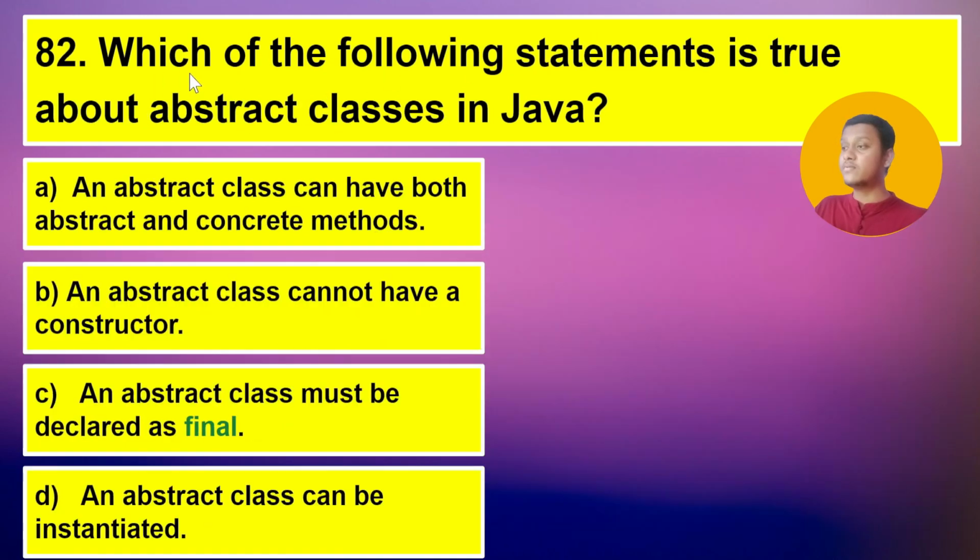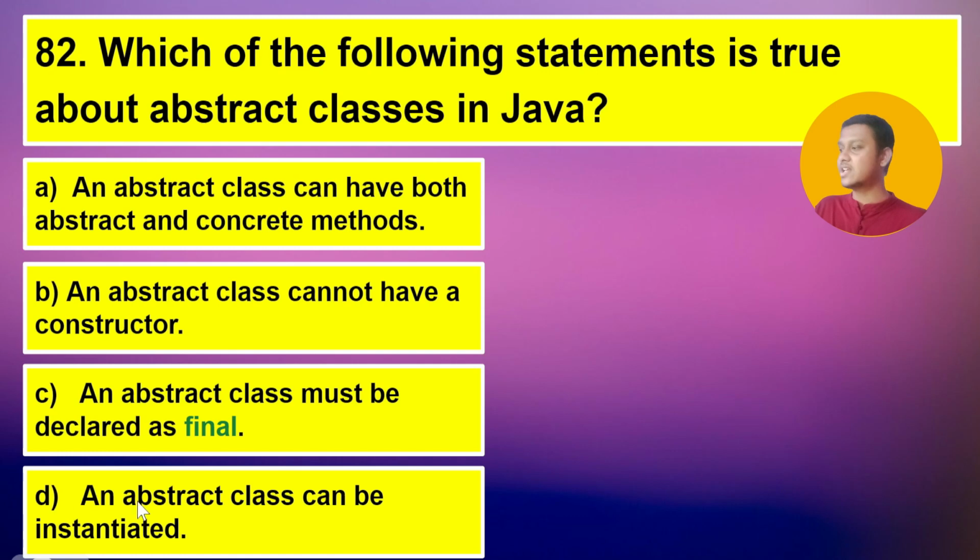Our next question is, which of the following statements is true about abstract classes in Java? Option A, an abstract class can have both abstract and concrete methods. Option B, an abstract class cannot have a constructor. Option C, an abstract class must be declared as final. Option D, an abstract class can be instantiated.